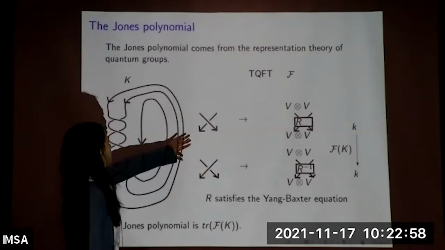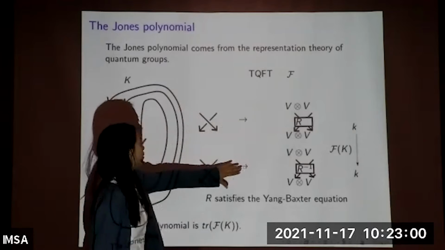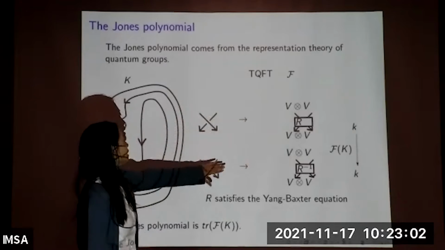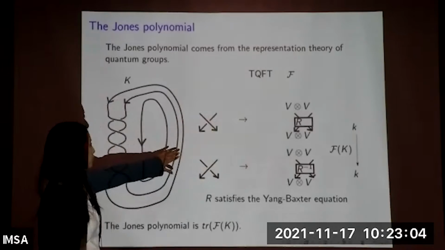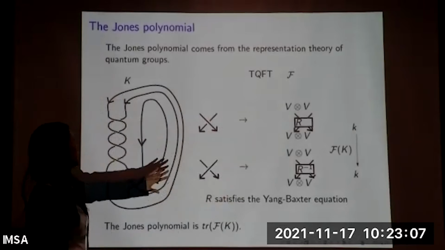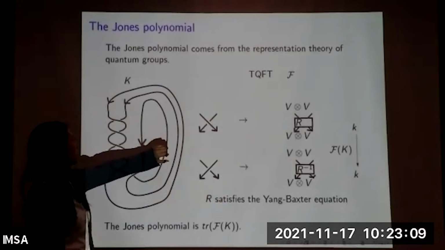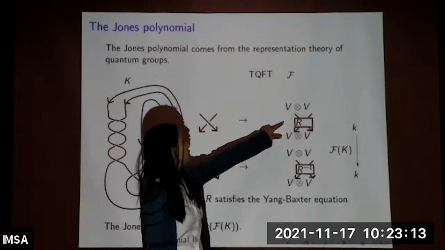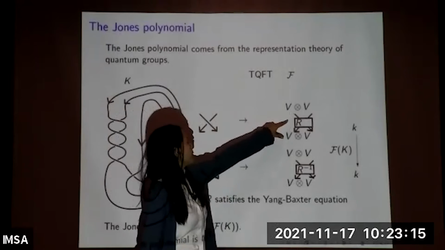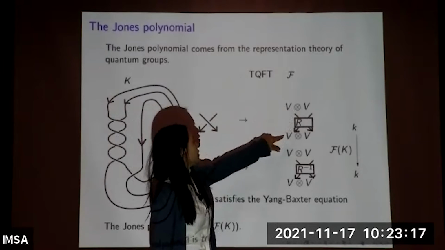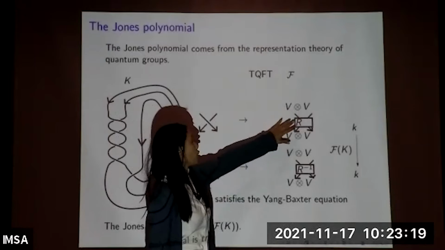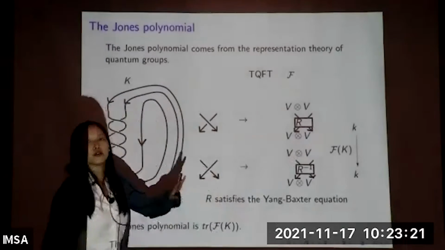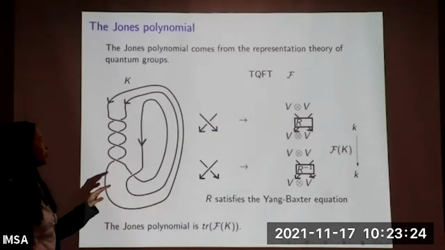So here's the functor that maps it to module homomorphisms. The crossing goes into this map from B tensor B to B tensor B. That's called the R matrix. So let me back up a little bit. What is B?